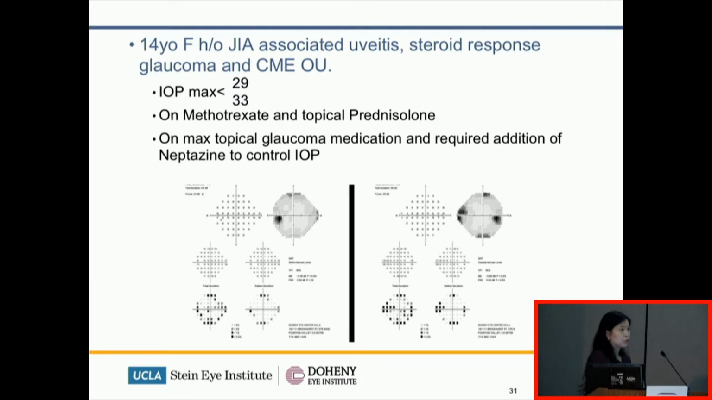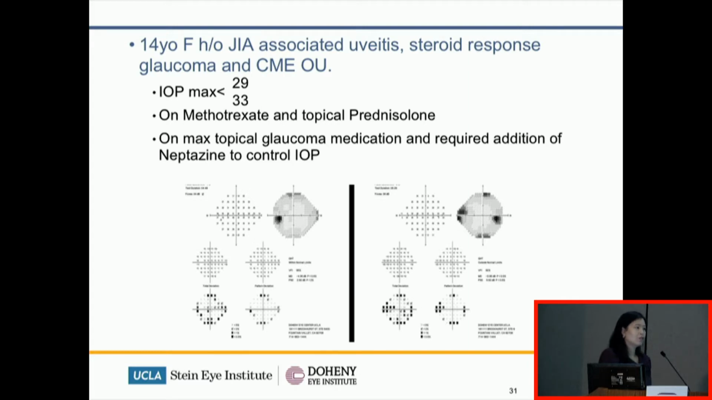This is a 14-year-old girl. She has a history of JIA. She basically has no joint disease or very well-controlled joint disease on methotrexate. But she has uveitis bilaterally, and she's a steroid responder. This is a very common scenario. She also has CME. So you see that her intraocular pressures are high. She's on max topical glaucoma drops, and she had to add oral Neptazane to control this intraocular pressure.